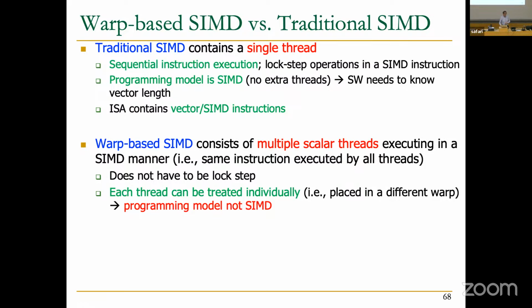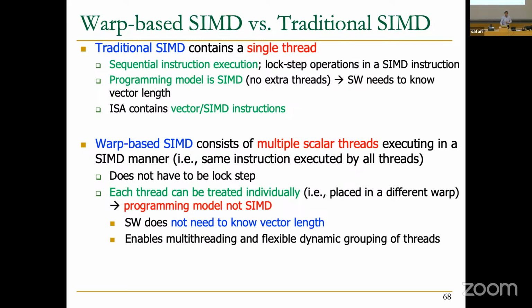Programming model is not SIMD, basically. SIMD is very strict. I'm doing a vector load on these 64 elements. Done. You cannot move. You cannot operate individually on each element unless you do masking, right? Here, you can actually move the threads, as we will see soon. So software doesn't need to know the vector length. And this enables multi-threading and flexible dynamic grouping of threads.